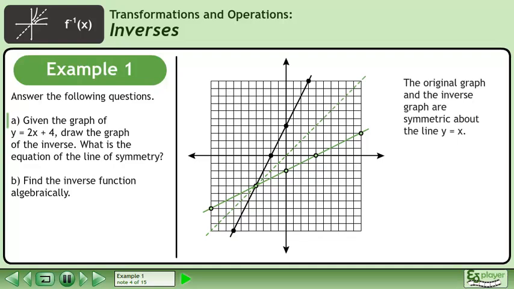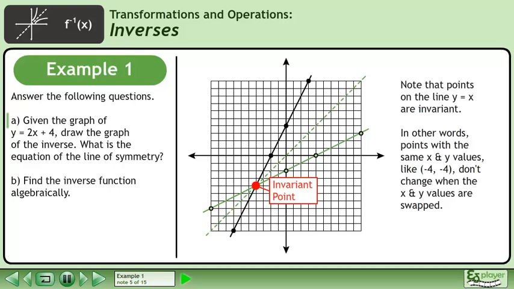The original graph and the inverse graph are symmetric about the line y equals x. Note that points on the line y equals x are invariant. In other words, points with the same x and y values, like the ordered pair -4 and -4, don't change when the x and y values are swapped.